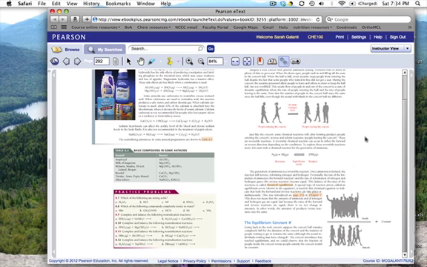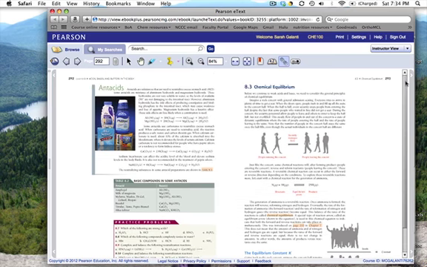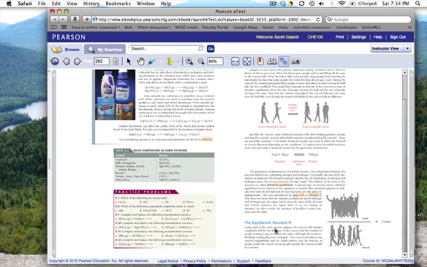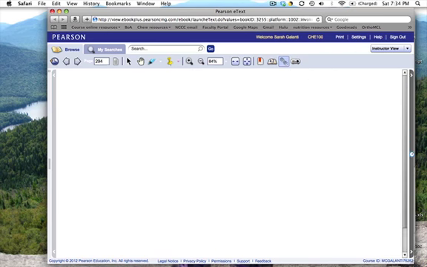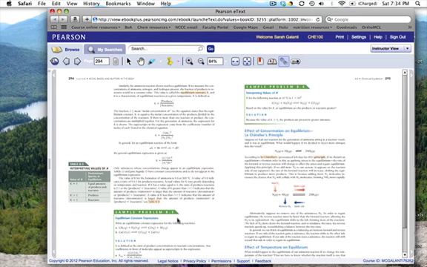Section 8.3 is all about chemical equilibrium, which is a little bit mentioned in the last chapter in solubility equilibria, but we build on it a little bit in this chapter. You do need to know what the equilibrium constant is and how to calculate it for a given reaction. So practice, do these sample problems here, this sample problem here, and this sample problem here.